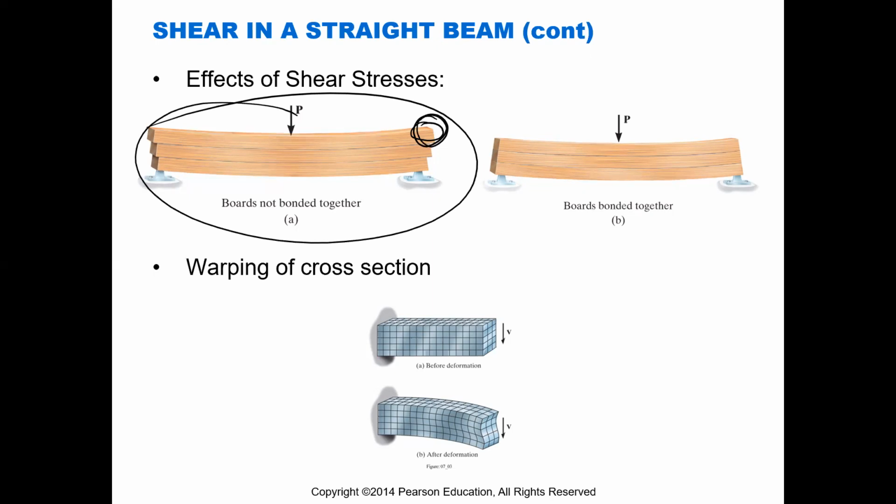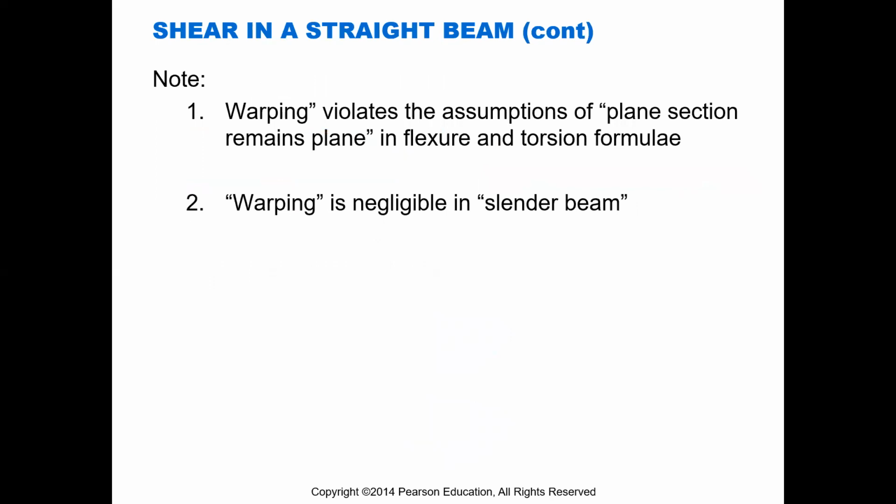The other thing is that when we have a cross section, technically there's warping of the cross section when it's experiencing shear, but we neglect that in our analysis. So warping violates the assumption of plane sections remain plane. And the amount of warping is negligible in slender beams. So in this class and probably in most of your undergraduate education, certainly for civil engineering, we neglect this warping.